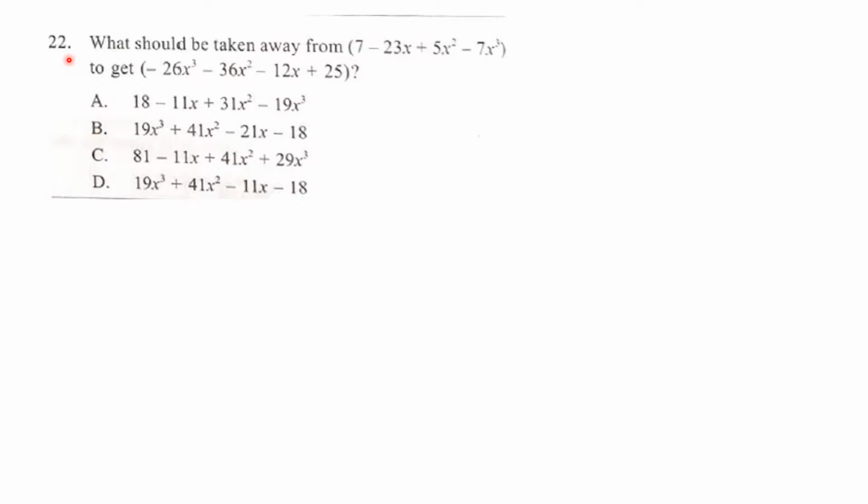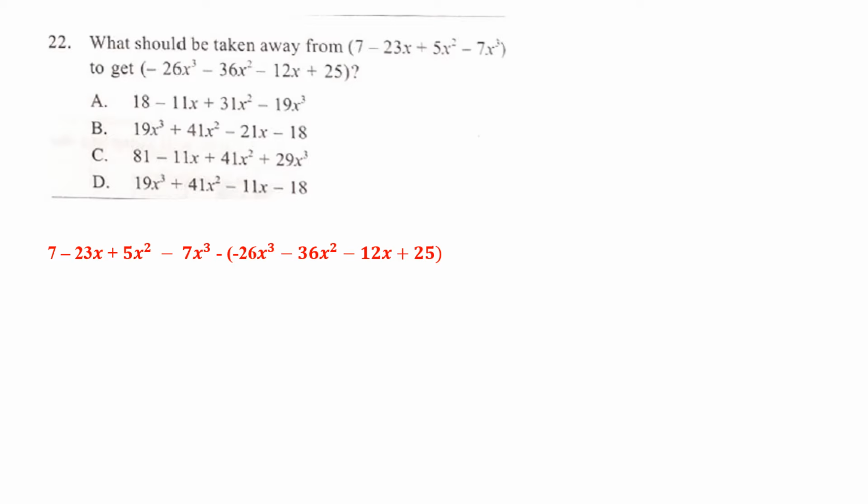So next question, question number 22. What should be taken away from 7 minus 23x plus 5x square minus 7x cube to get minus 26x cube minus 36x square minus 12x plus 25. Now in this type of question, children get confused about which expression to be written first. So the small trick is, whatever is written after "from", you have to write first. So here it will be written like this. Now you have to solve it.